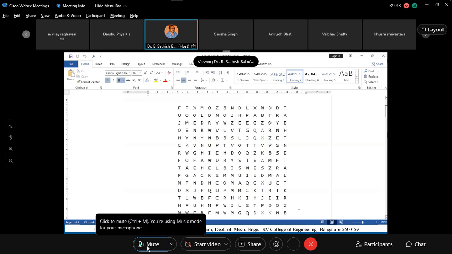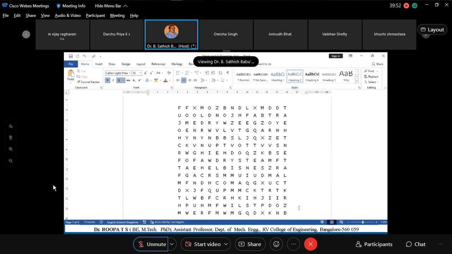Yes, ma'am. Now we can start. Here the activity goes. So I want all of you to identify the terms which are related to steam and its properties. It can be type of steam, it can be property of the steam, whatever it may be. Okay. So just find the words in the puzzle.